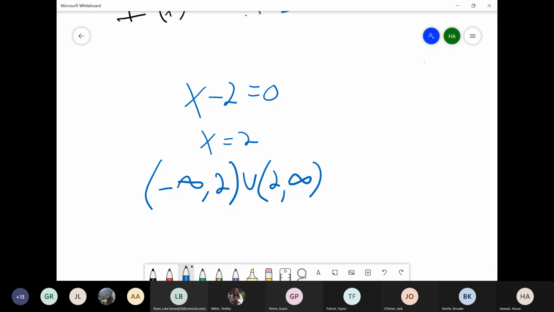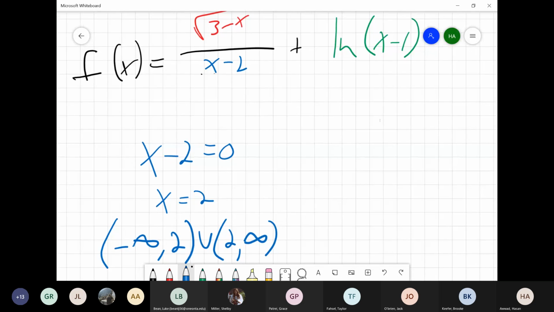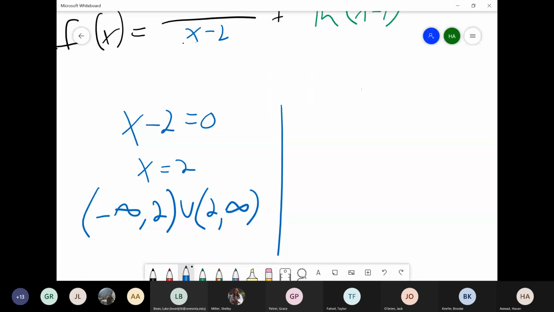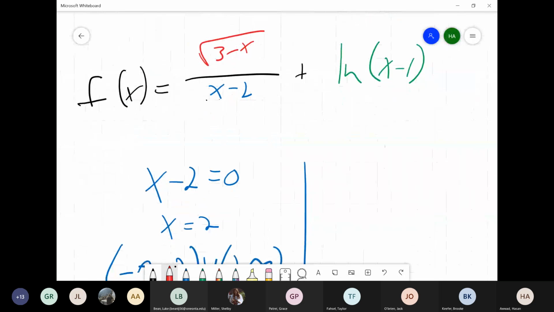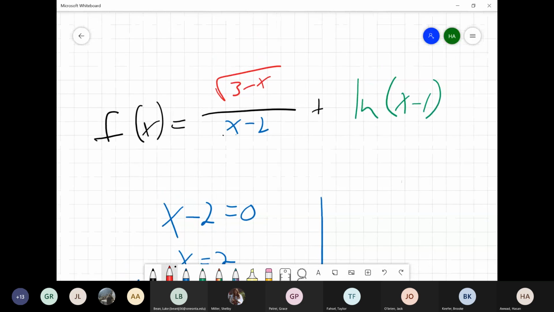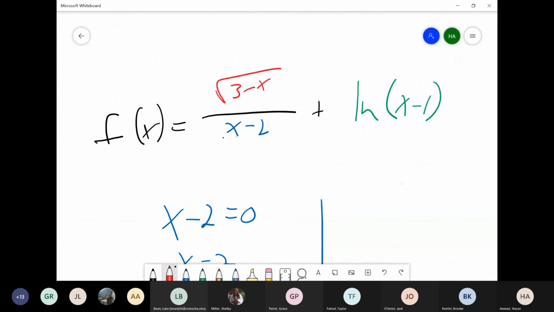Just make sure if you're doing that on your test, you're not circling this, because circling this indicates this is your final answer. Okay, so now let's do the piece in red. The piece in red is going to be the square root of 3 minus x, right? So for this here, again, our rule says we can't have a negative number.